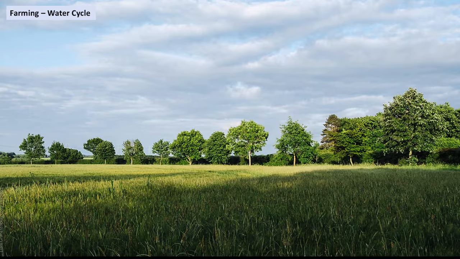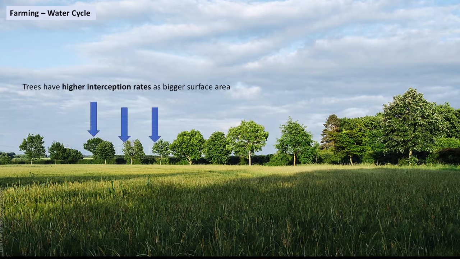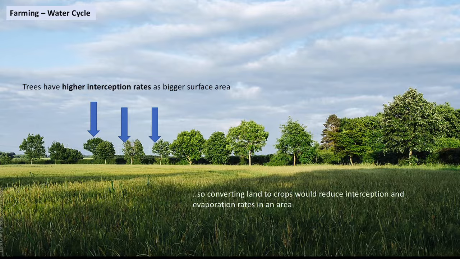Here we've also got a comparison between the trees in the background and the crops that have been laid here, and the simple fact that changes the water cycle here is interception rates. If I'm a tree, I've got a bigger surface area, and therefore I can intercept more of the rainfall that's happening, where crops, they not only have reduced interception rates, but because they haven't got such a big surface area which would store the water, therefore they're going to have lower evaporation rates. So if we change the land, we cut down forest and put crops in its place and do lots of farming, then we're going to have lower interception rates and evaporation rates.